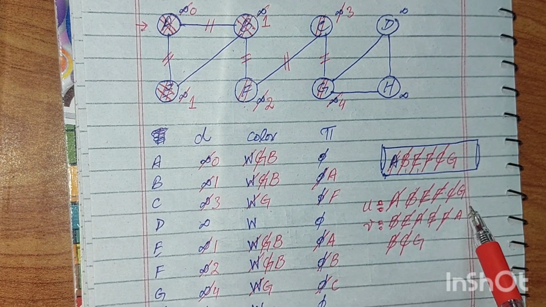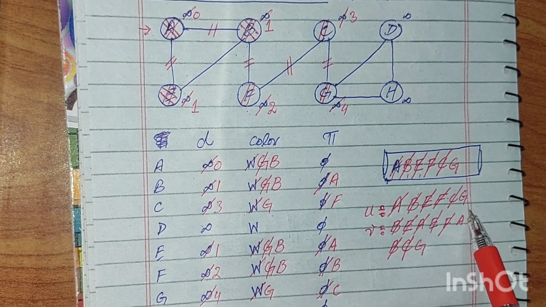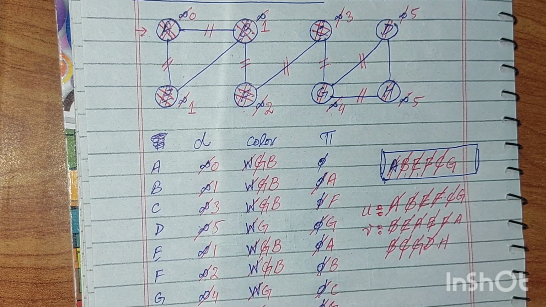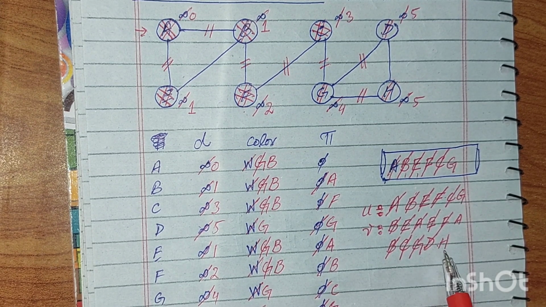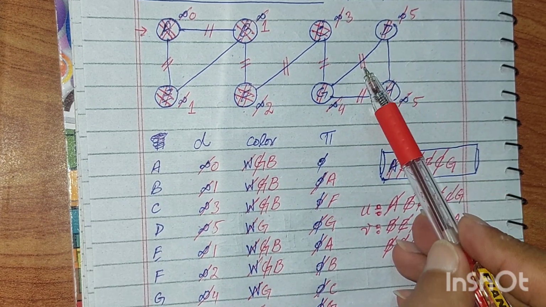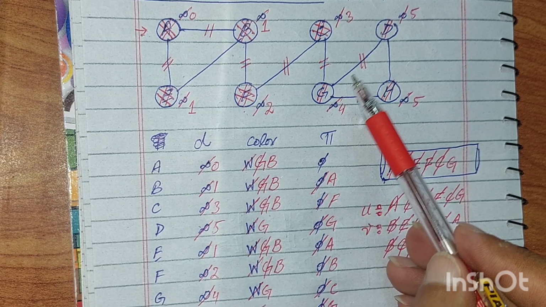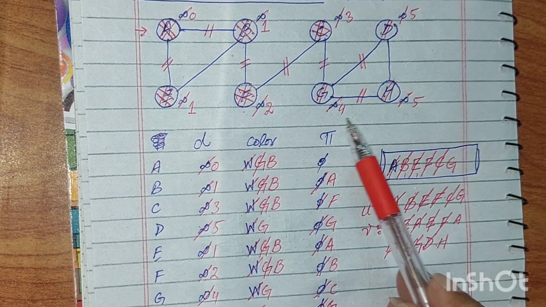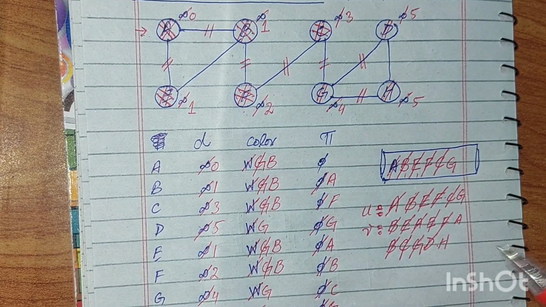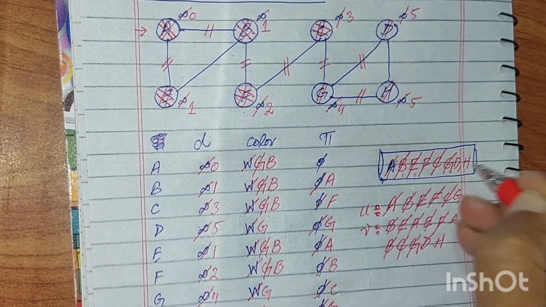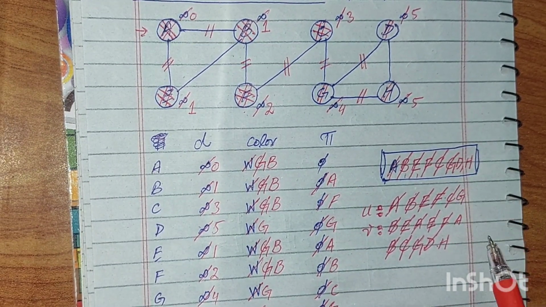Next we extract G from the Q, and now we will see all the neighbors of G and explore them. Now we have explored D and H one by one. The color of D is changed to gray, G is marked as the parent of D, and its distance is marked as 5. The same is done with H. And we have now placed both D and H in Q.